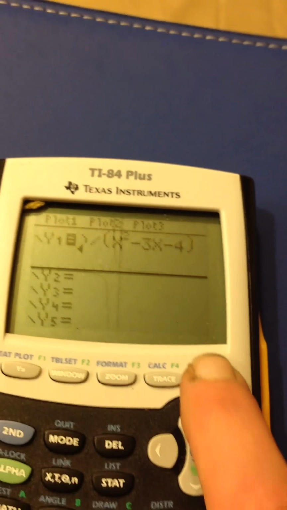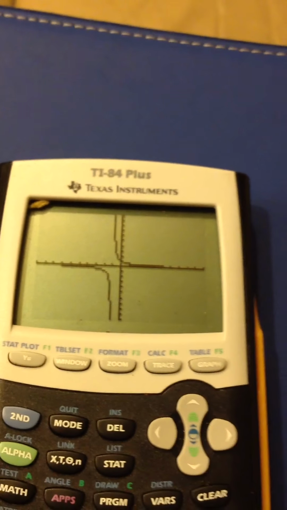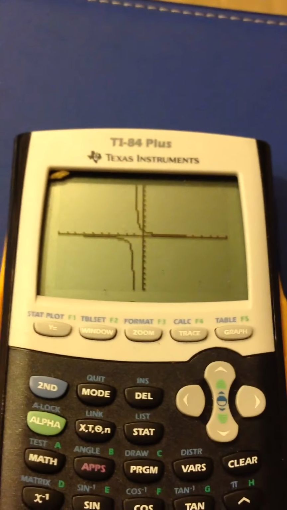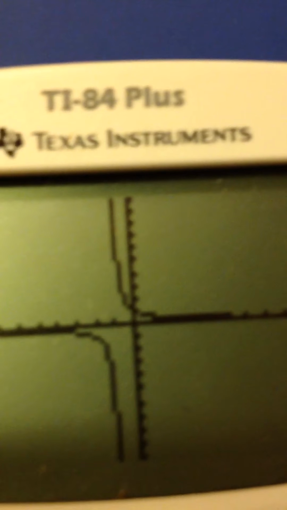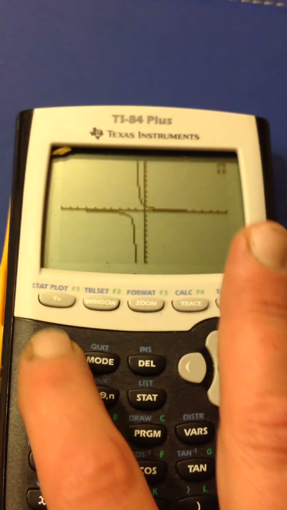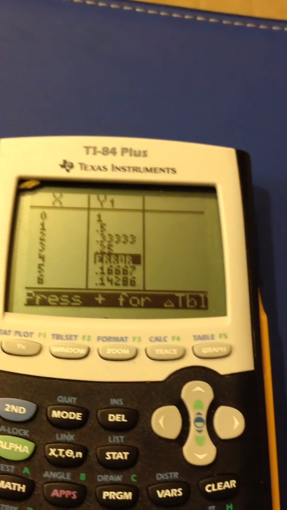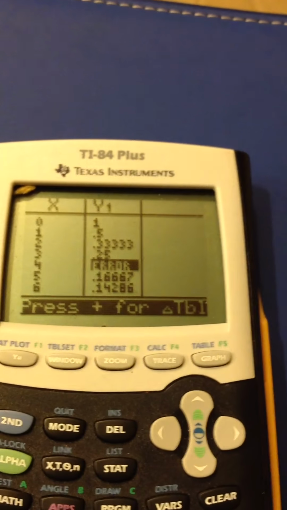If I want to look at the graph, I could hit the graph button and see that it's pretty normal. But I want to know what's happening around the number 4. And look, no matter how close I zoom up, it just looks kind of straight. So let's really check it out by hitting second and table. All right, so hey, check it out. At 4, there's an error.